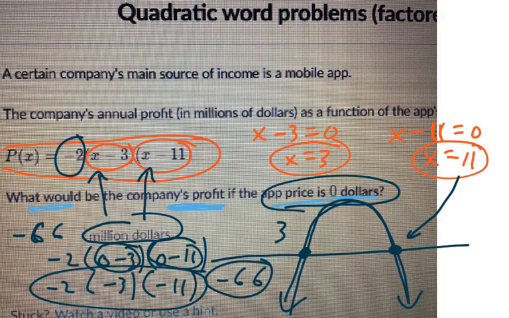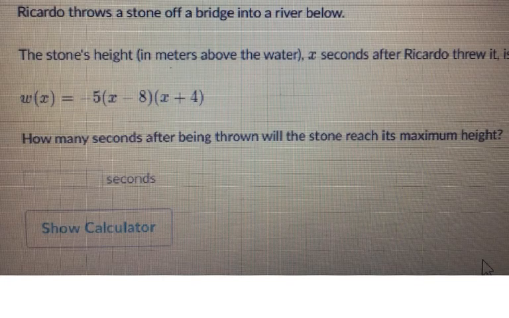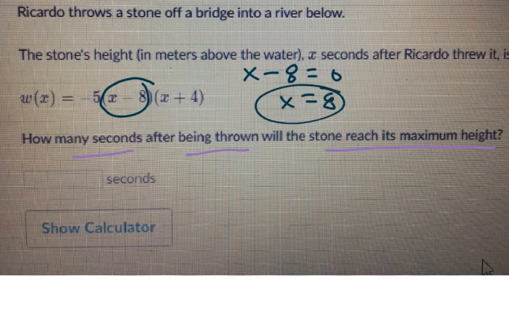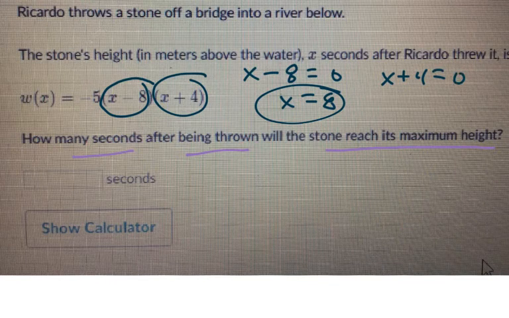Okay, let's do another one, hopefully. And this time I won't make the same mistake. I'm just going to scan the question first. How many seconds after being thrown will the stone... Now, this one I have to do the work I did. What makes it 0 here, guys? Do you agree? X minus 8 is 0 when x equals 8. What makes it 0 here? X plus 4 is 0 when x is negative 4.